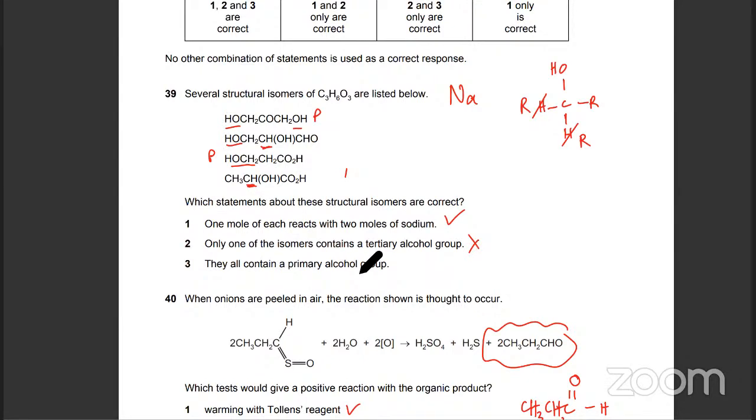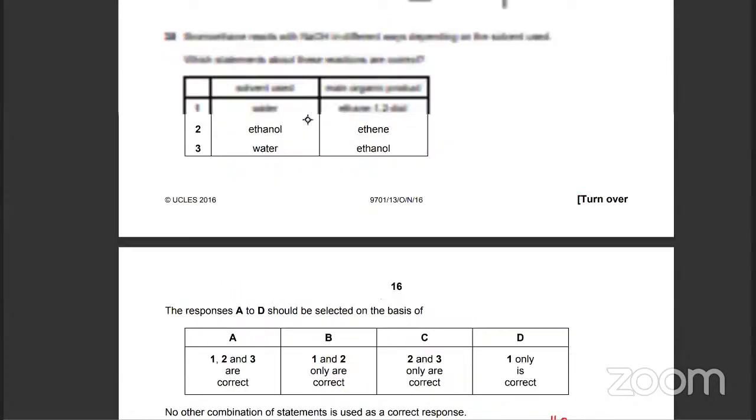And they all contain a primary alcohol group? No, they don't. The last one contains a secondary alcohol group. This contains a primary. This one contains a primary. The first one contains a primary, but not the last one. So ye bhi galat hoga. So moving on.